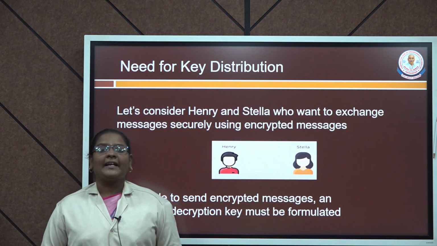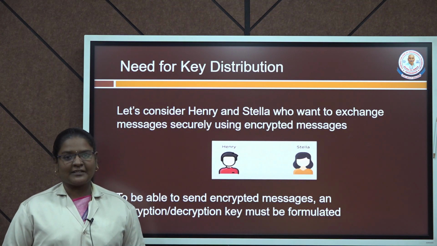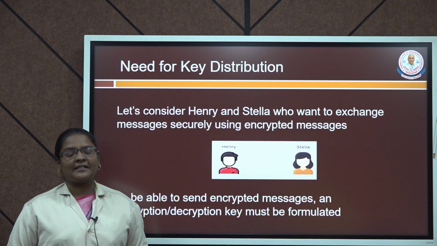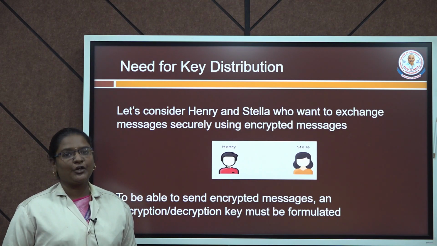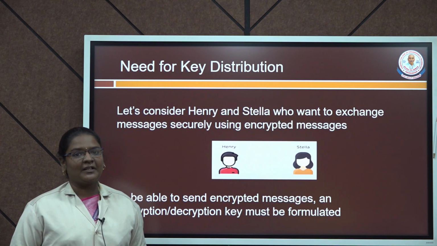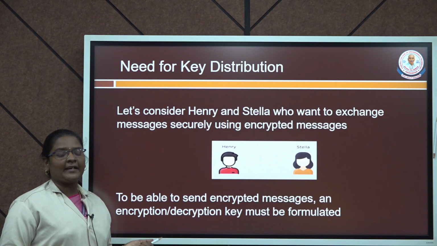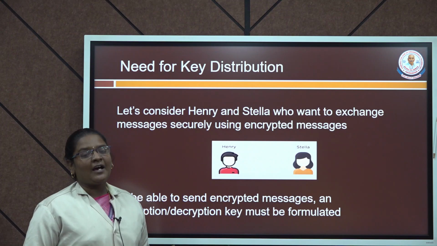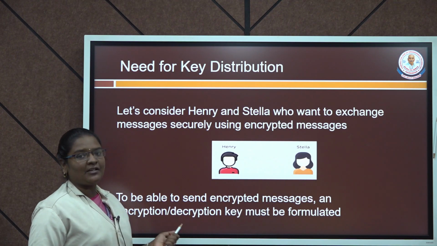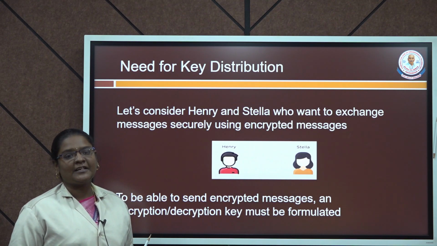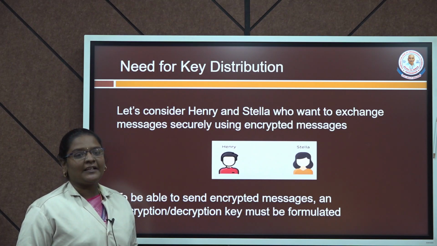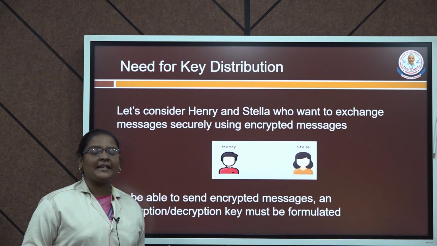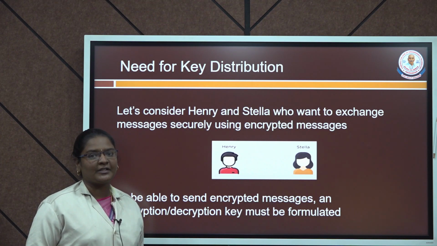The first thing, in our daily life we are using chat applications to send or receive messages with anyone. Have you considered whether these messages are really sent in a secured manner? How is it possible? Let's consider two persons, Henry and Stella. They want to exchange messages in a secured way. For this operation, they need to encrypt the message with the help of a key. So we are going to formulate a key. Then the next step is, how do we exchange the keys between these two users? Let's see.